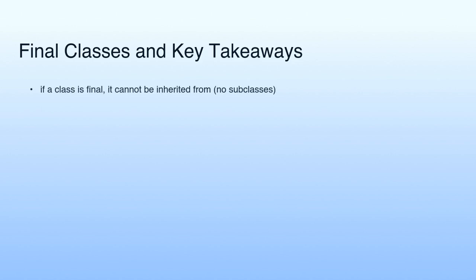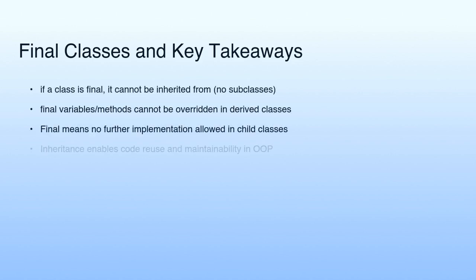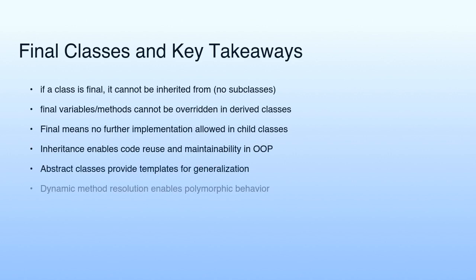Abstract classes provide a template for subclasses to implement, containing abstract methods that must be overridden, while final classes cannot be inherited from, and final variables or methods cannot be overridden.